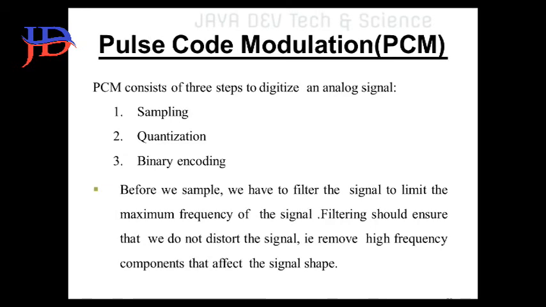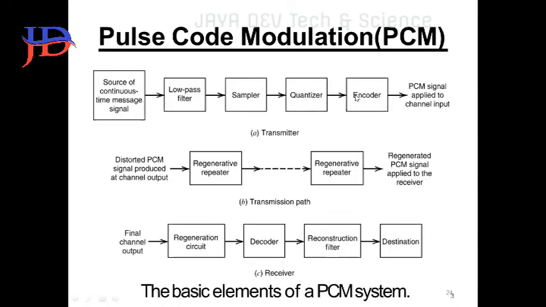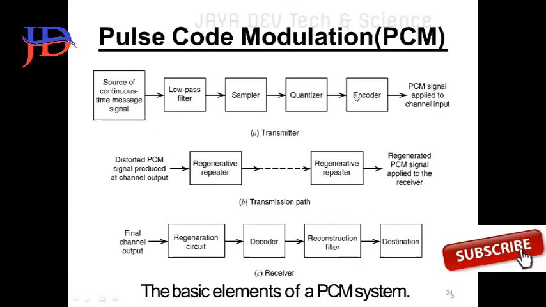Next, elements of the PCM system. Generally 3 blocks are used. They are the transmitter, a receiver, and a transmission path. The transmission path is nothing but the channel. In communication, these 3 blocks are the most important. The transmitter is connected to the channel and the channel is connected to the receiver.